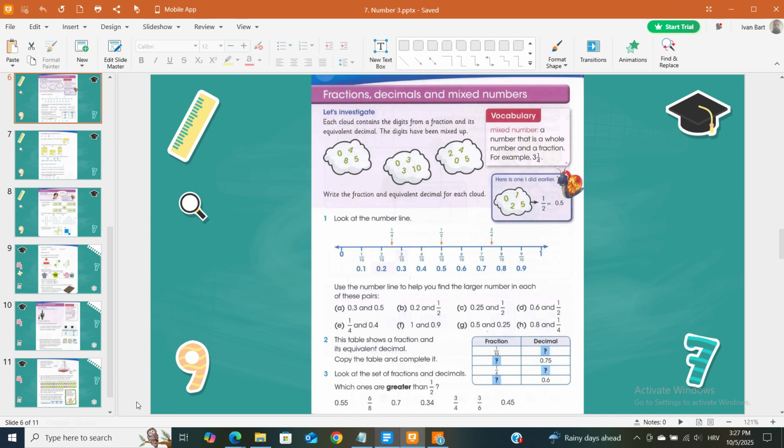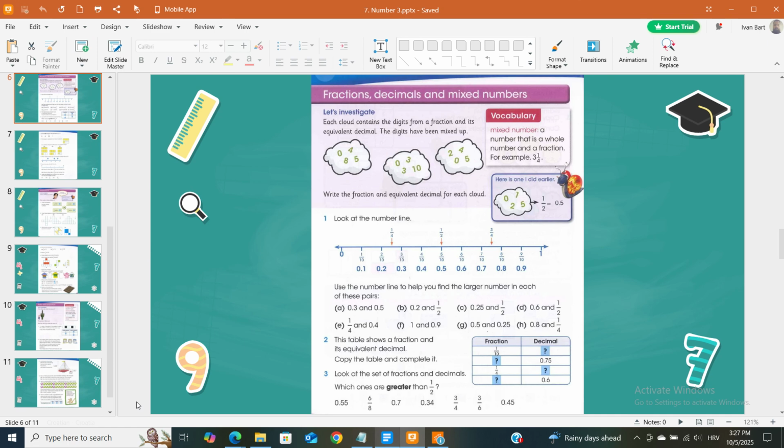Look at the set of fractions and decimals. Which ones are greater than...? Fraction, decimal, 0.75, 0.6, 0.45. Which two fractions are equivalent to 0.7?